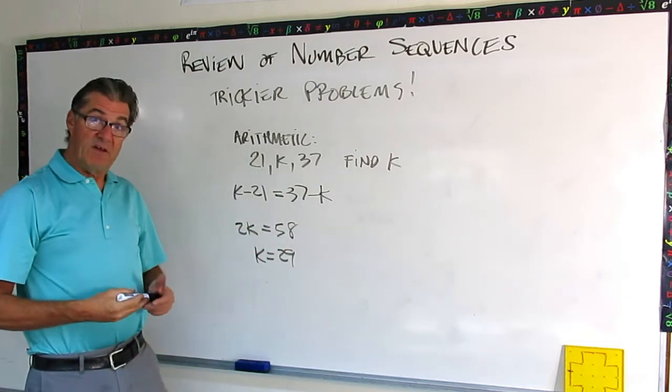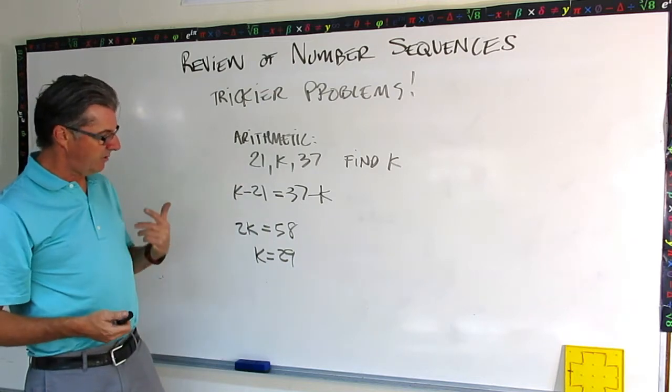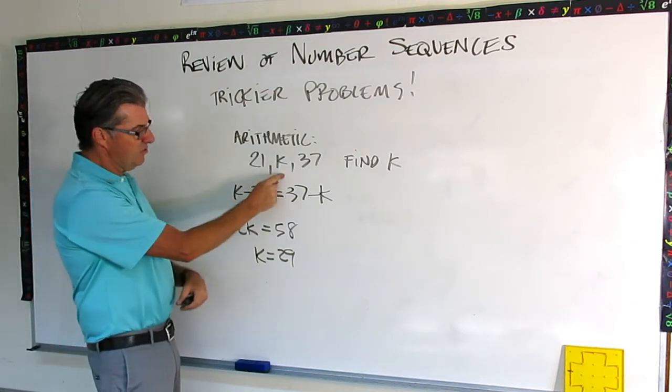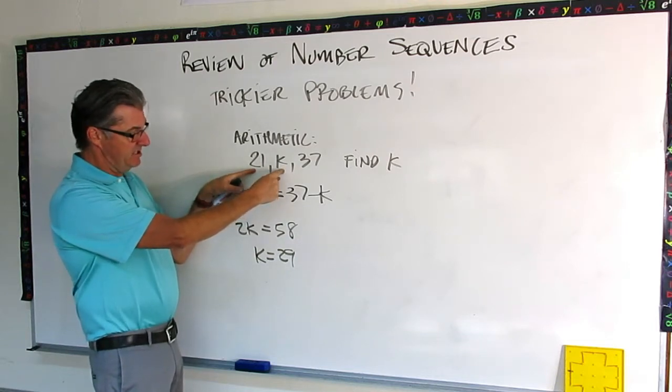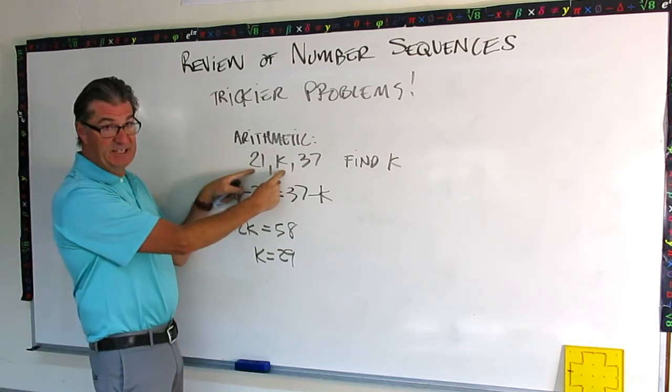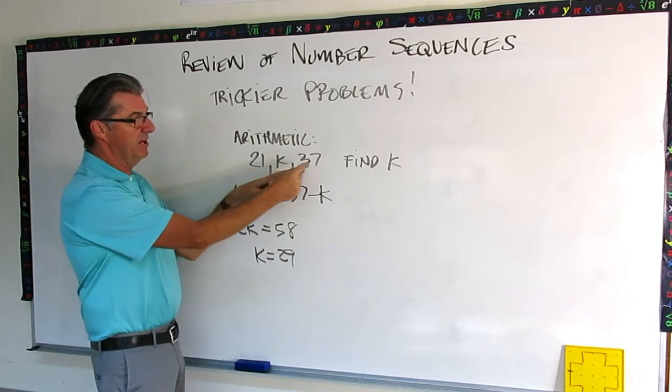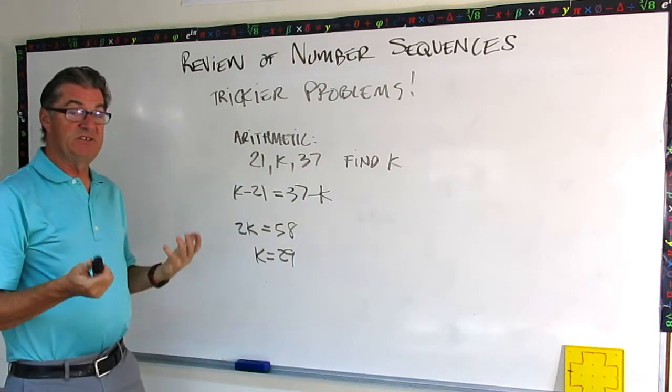And now that we found k, we can look back at our sequence and make sure we're right. If k is 29, then we added 7 to get to 29. Or no, I'm sorry, we added 8 to get to 29. If we add 8 again, we're going to get 37. So that indeed does work.